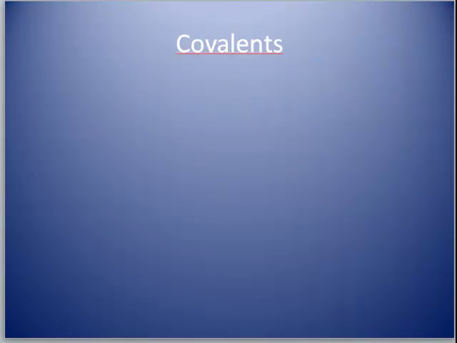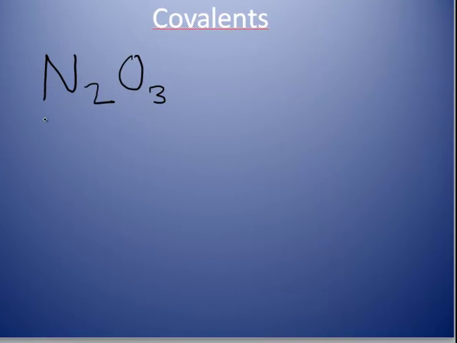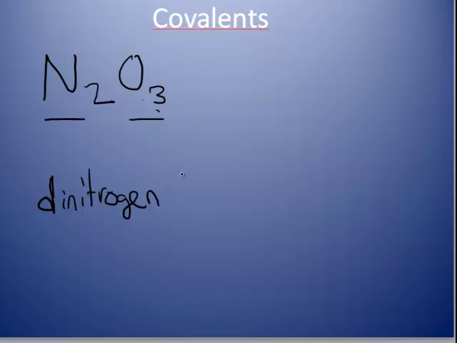Let's take a look at just a few more examples. Let's say we have the compound N2O3. Again, nonmetal and nonmetal, so we're going to use our prefixes. We've got 2 nitrogens, so we're going to say dinitrogen. And then we've got 3 oxygens, so we'll say trioxide.